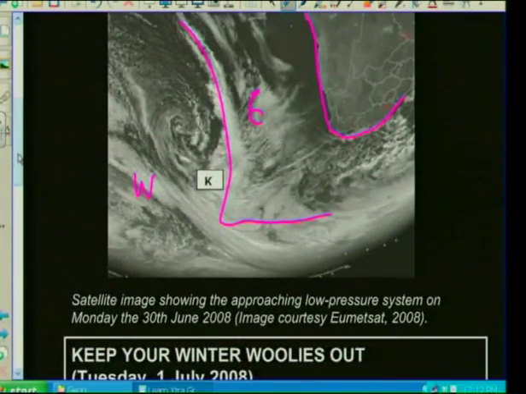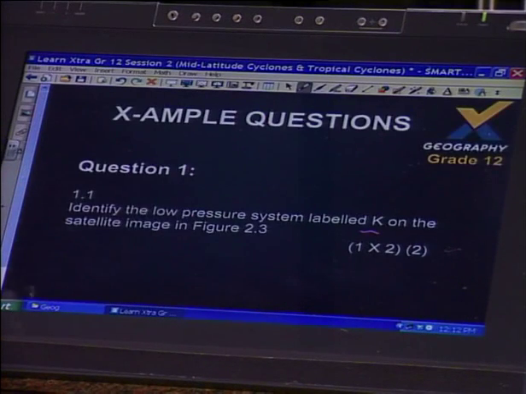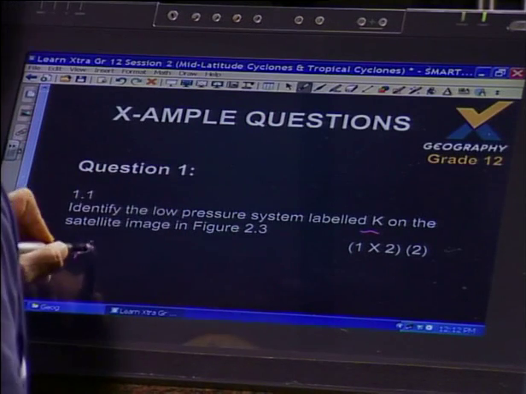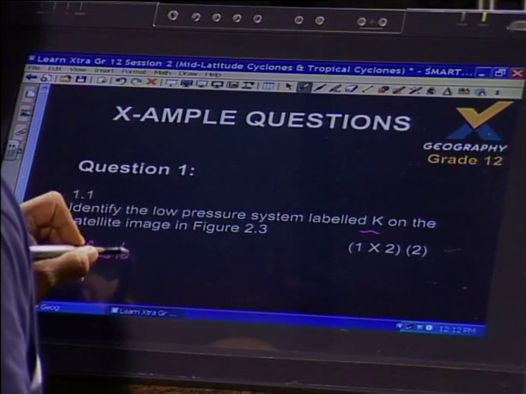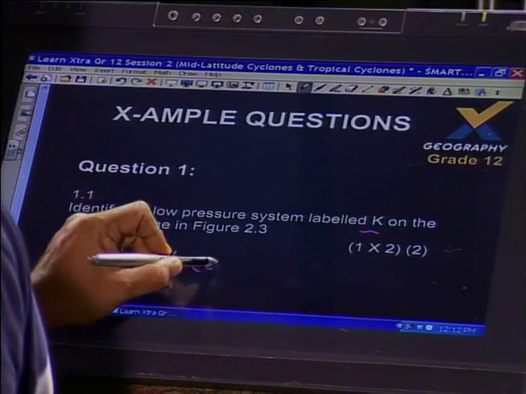Let's look at this again. K. Now, note what the examiner said. The low pressure system, not the front. But sometimes it can be confusing with the learners and they start naming the front. The system is the mid-latitude cyclone. Okay? So we'll look at a question again. The system labeled K is a mid-latitude cyclone.